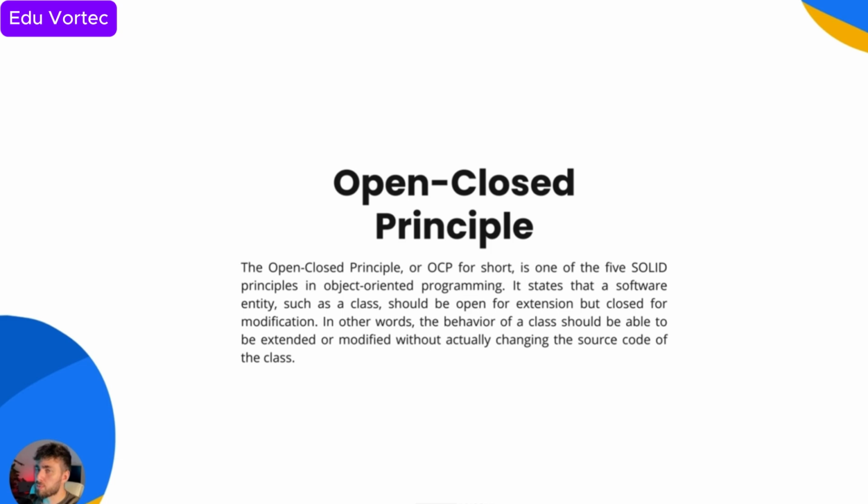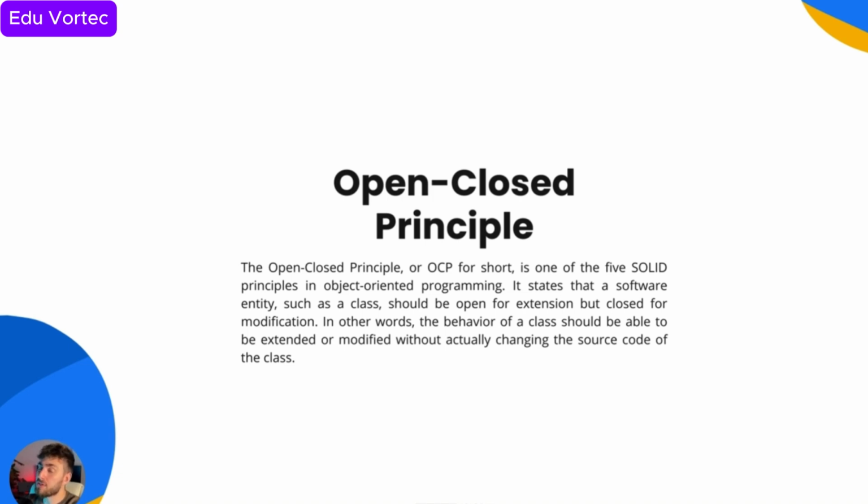The open-closed principle, or OCP for short, is one of the five SOLID principles in object-oriented programming. It states that a software entity, such as a class, should be open for extension but closed for modification. In other words, the behavior of a class should be able to be extended or modified without actually changing the source code of the class.